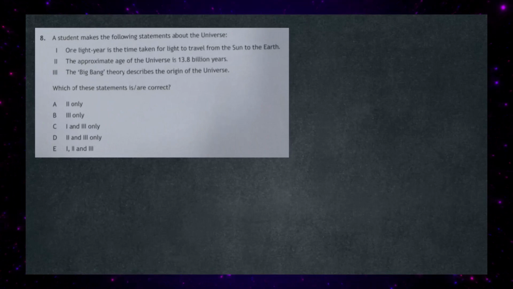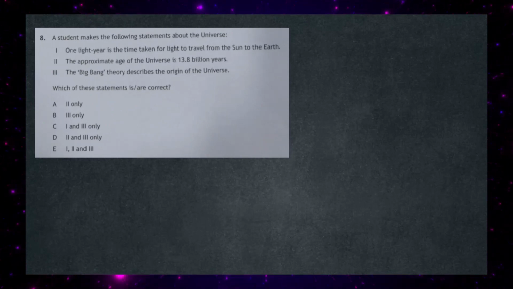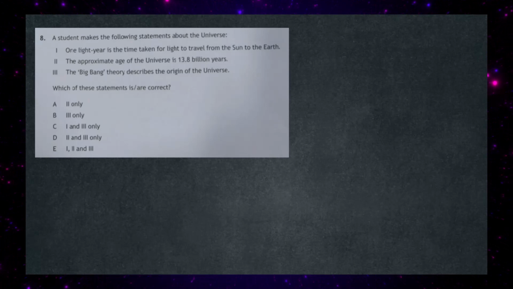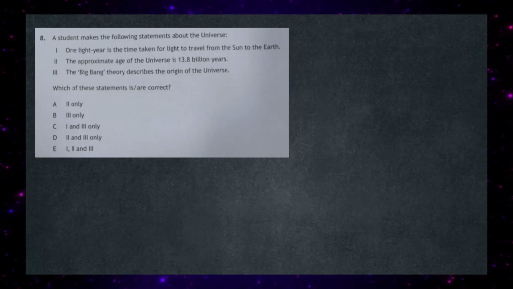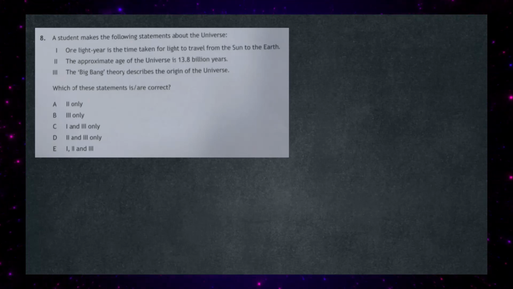Question 8 from the multiple choice paper. A student makes the following statements about the universe. Statement 1: 1 light year is the time taken for light to travel from the Sun to the Earth. Statement 2: The approximate age of the universe is 13.8 billion years. And Statement 3: The Big Bang Theory describes the origin of the universe.